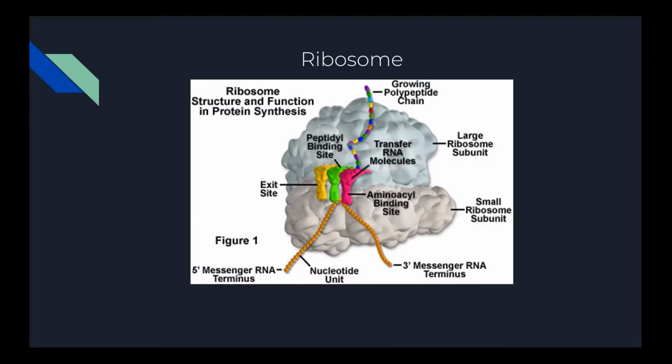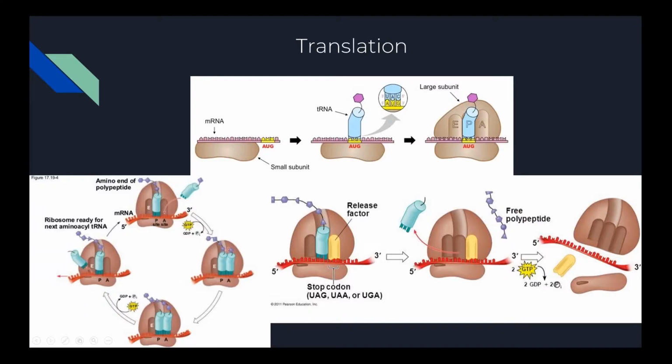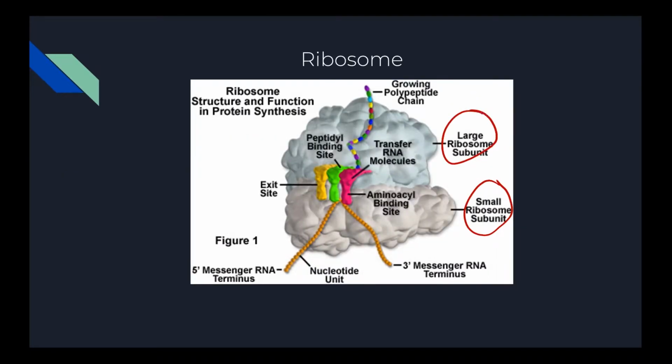So the ribosome. The ribosome is a protein or an enzyme consisting of two subunits: the small subunit, which we see on the bottom here, and the large subunit on the top. It is good to note that the small subunit is what we will interact with first, and the large subunit will come in later on.